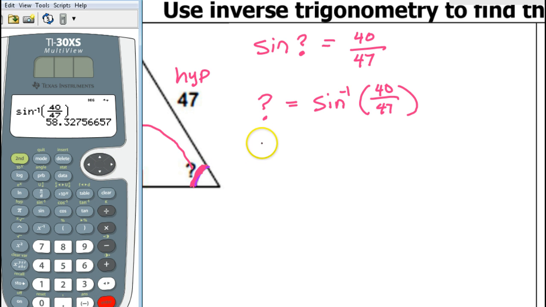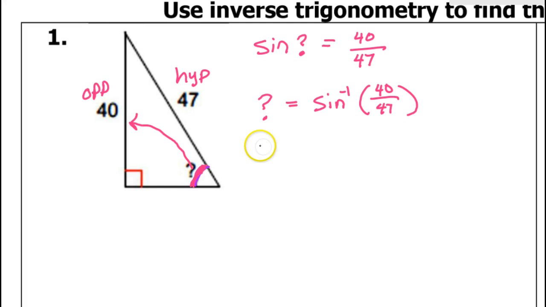All right, so there it is. So that's 58.328. If the next number is 5 or higher, you have to round up. So 58.328 degrees.